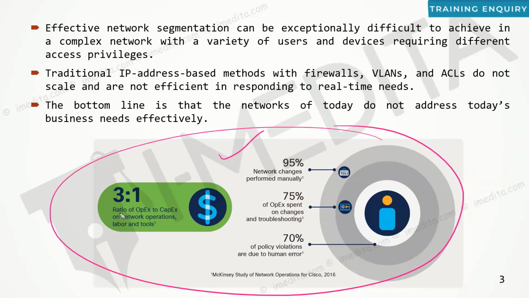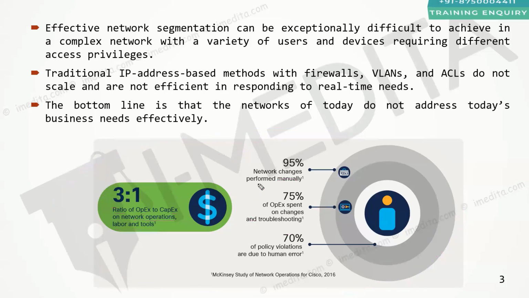So 3:1 ratio of operational expenses to the capital expenditures on network operations, labor, and tools. Like 3 times more money we are spending on the operational expenses rather than the capital expenses to the organization. So basically, they needed a way to address these variety of challenges that we have discussed so far.